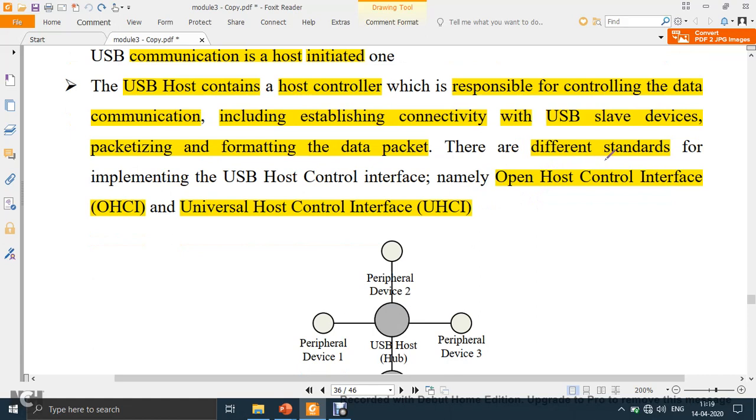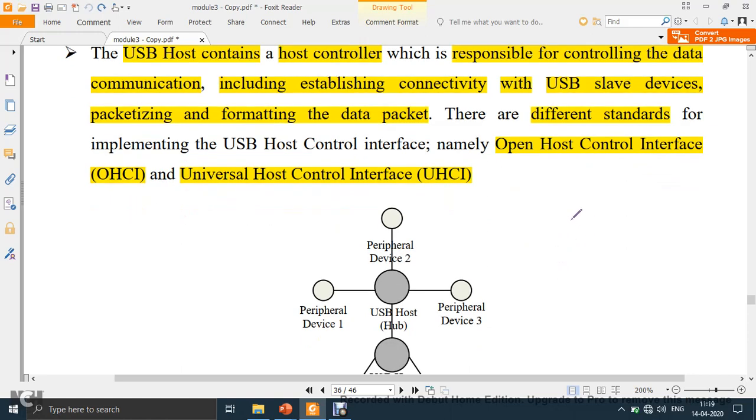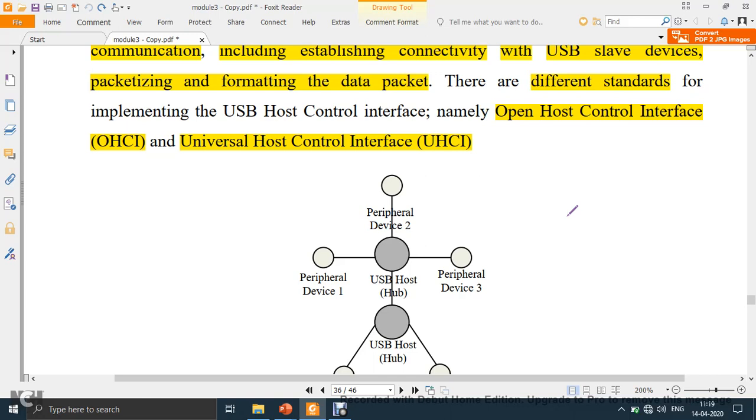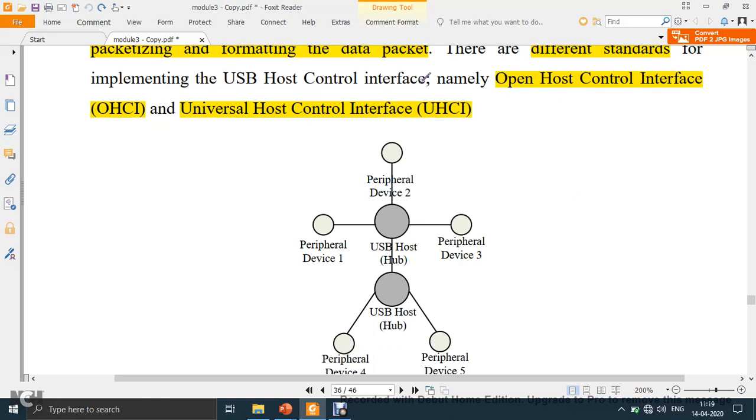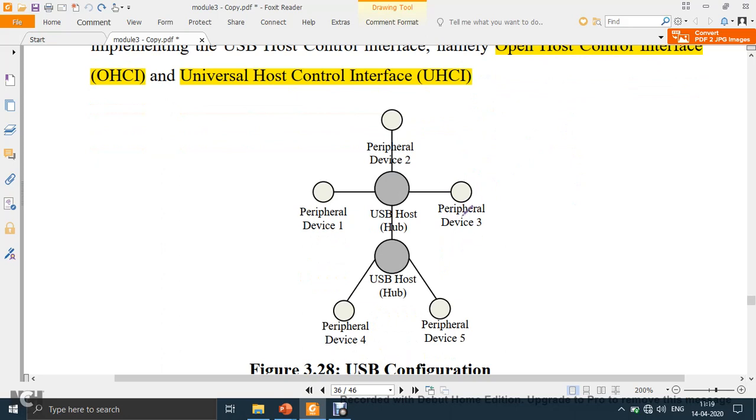So there are different standards of USB host interface. The two standards are Open Host Controller Interface and Universal Host Controller Interface. Just remember the names, that is sufficient. The syllabus doesn't cover these two in depth. Just remember there are two interfaces. That's it.